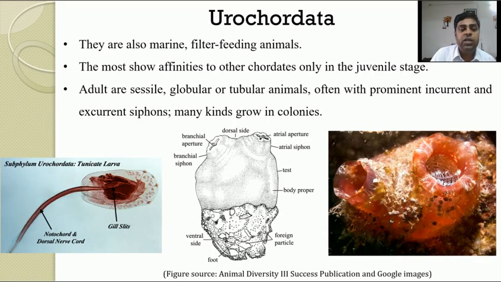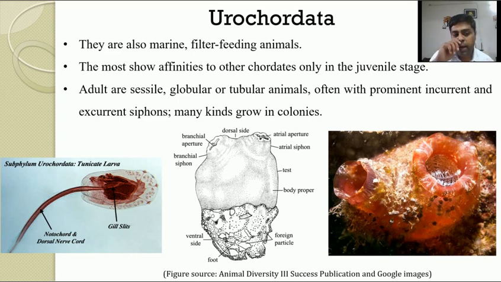The second one is urochordate. Urochordata are so called because the notochord is restricted only to the tail region of the larval stage, and as they become adults, this notochord vanishes, meaning they show the affinity towards chordates only in the juvenile or larval stages, but the adults lack the main or primary character of chordates, that is the notochord. So the notochord is absent in the adult, but yes, in the larval tails you will be able to find the notochord in the tail region.